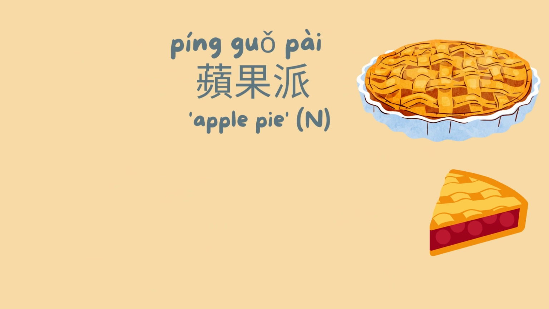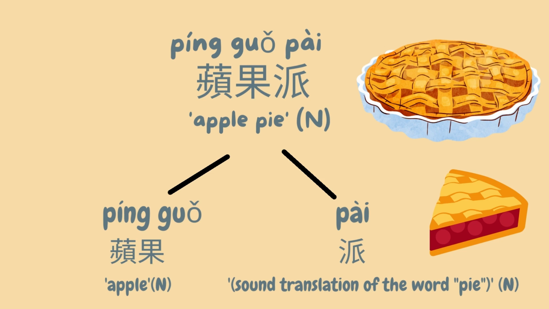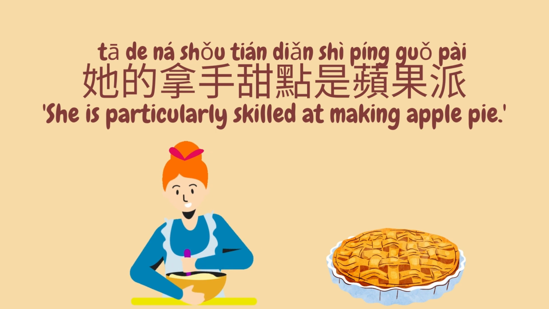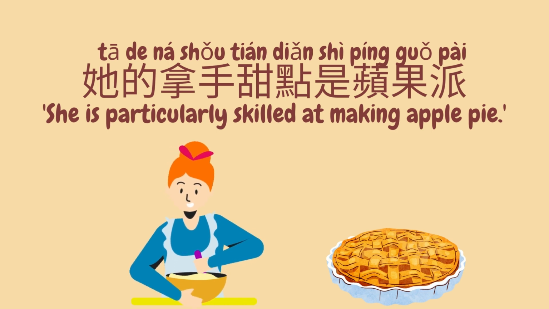The next example is 苹果派, apple pie. The constituent characters 苹果 represent apple, and the character 派 represents the sound translation of the word pie, a noun, indicating that the word 苹果派 falls under the category of pie. 她的拿手甜点是苹果派. She is particularly skilled at making apple pie.